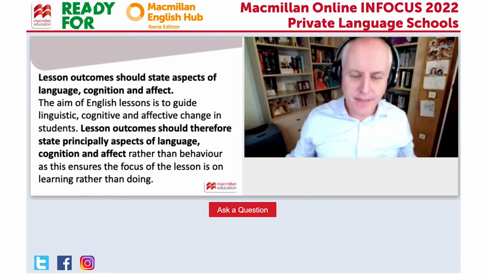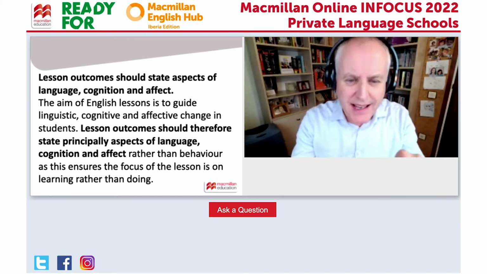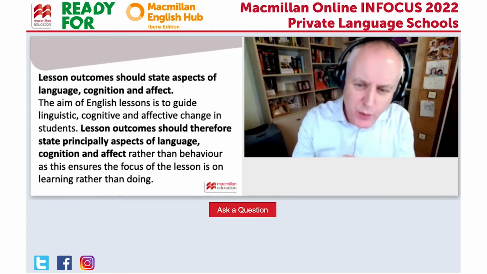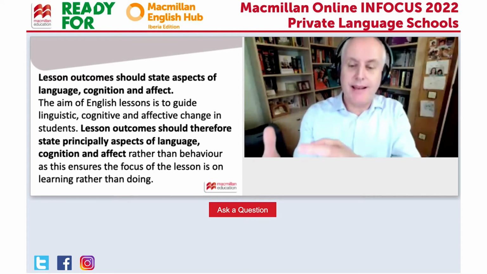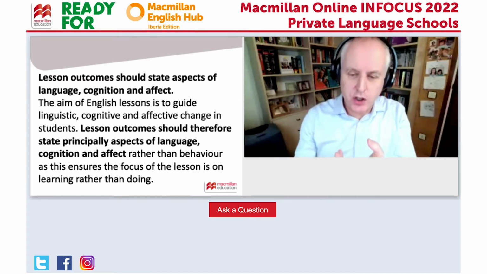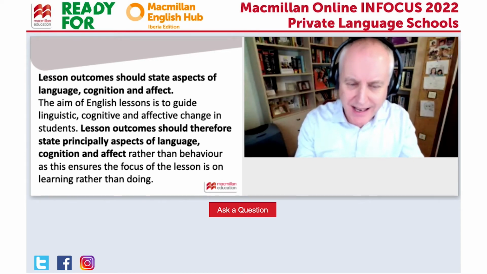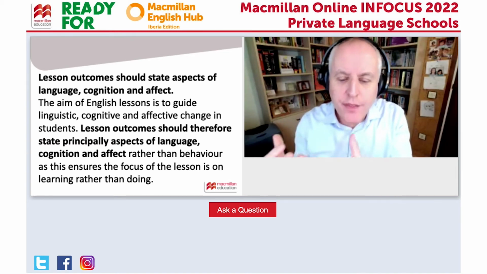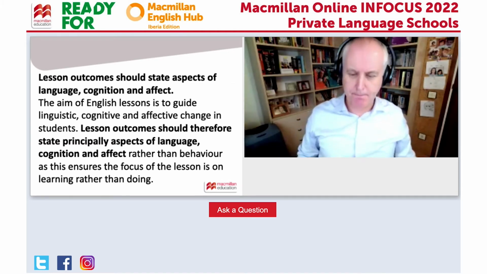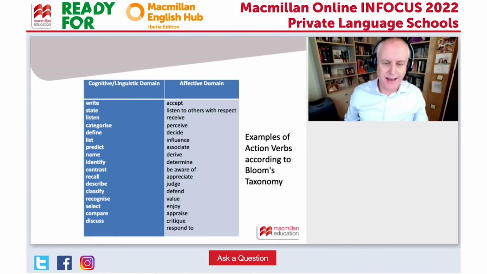Okay, and the other thing we should bear in mind when writing lesson outcomes is that they should state aspects of language, cognition, and affect. As we mentioned at the beginning of the session, the aim of English lessons is to guide linguistic change, cognitive change, affective change in our students. So the lesson outcomes should state principally aspects of language, cognition, and affect rather than behavior. The focus is on the learning rather than the materials and the activities.